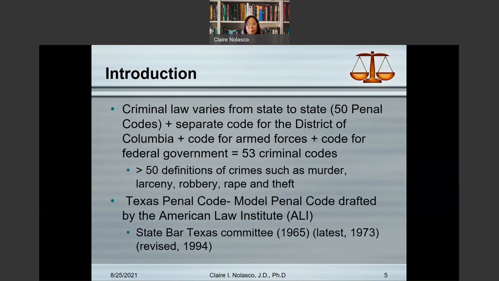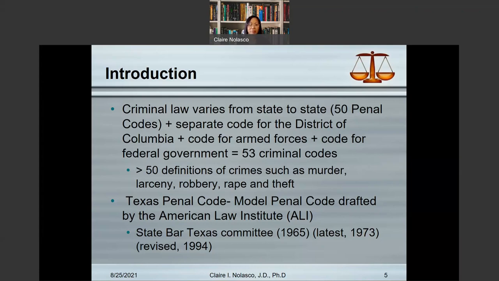So criminal law varies from state to state. There are 50 penal codes plus a separate code for the District of Columbia, a code for the armed forces, and a code for the federal government. In total, there are 53 criminal codes and more than 50 definitions of crimes such as murder, larceny, robbery, rape, and theft. The Texas Penal Code is a good code because it is based on the model penal code that was drafted by the American Law Institute.